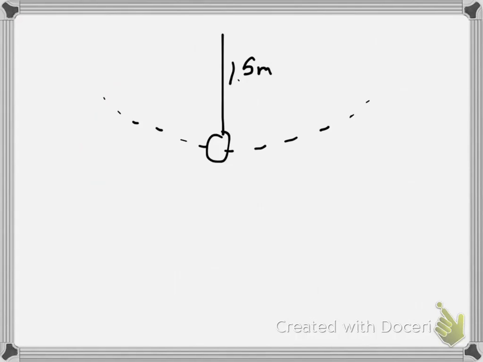So we have to be careful here. It's not going in a straight line. It's going in a curved path. It's going in a circular path. So if we did our summation of forces here, that would actually have to be equal to centripetal acceleration times the mass, or m times a_c.